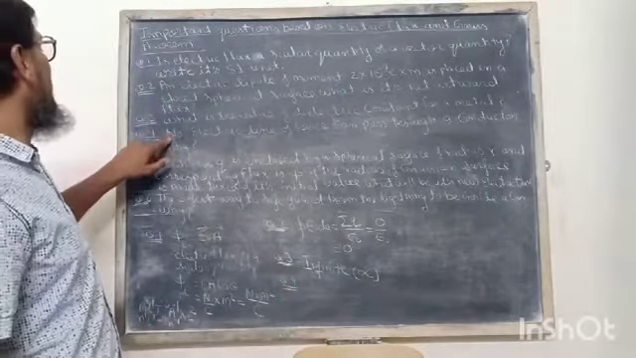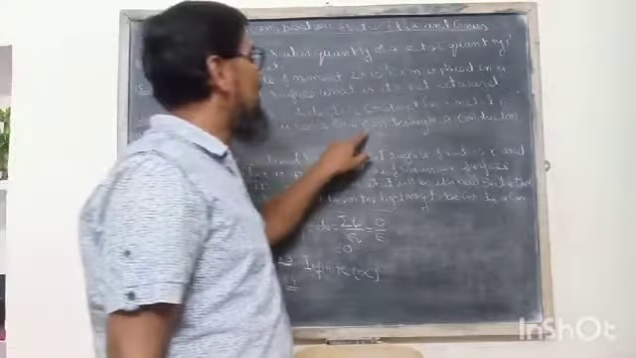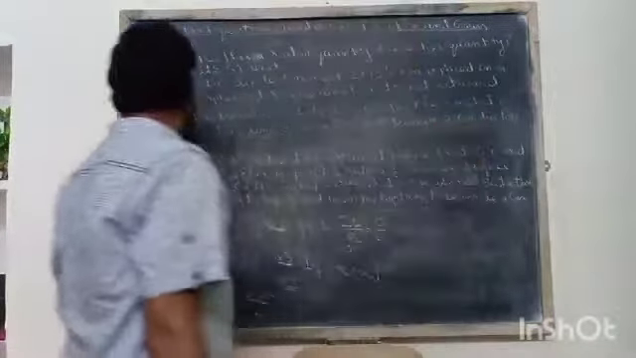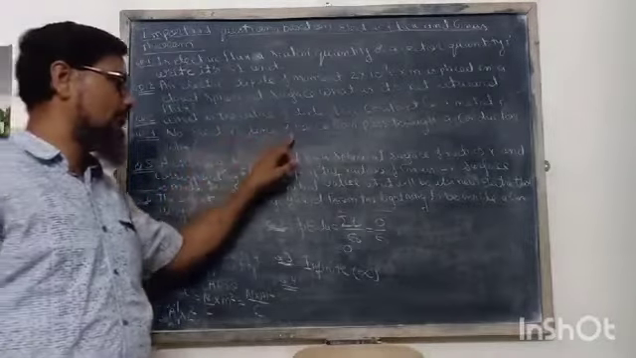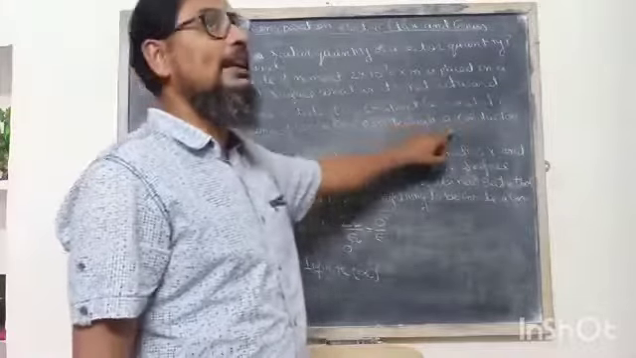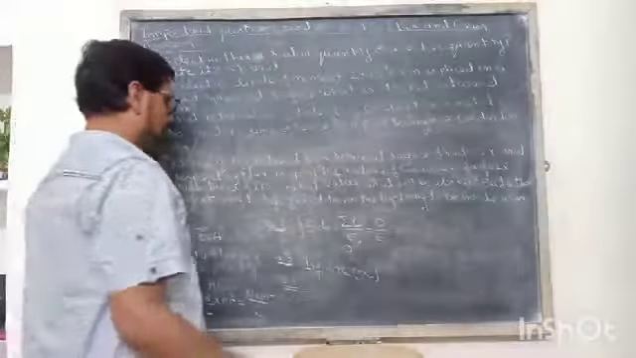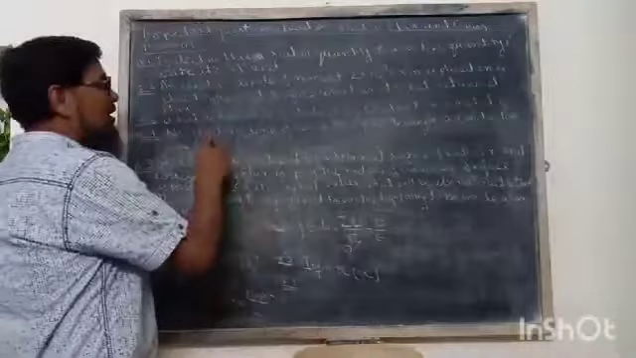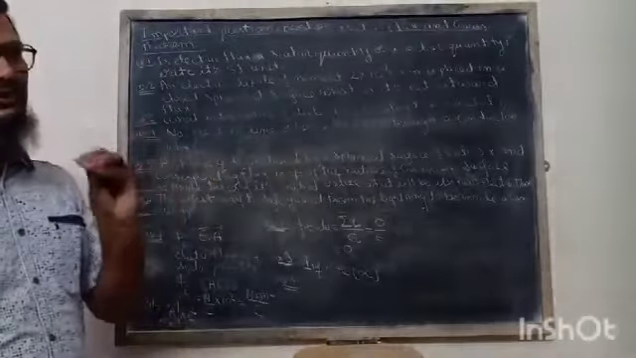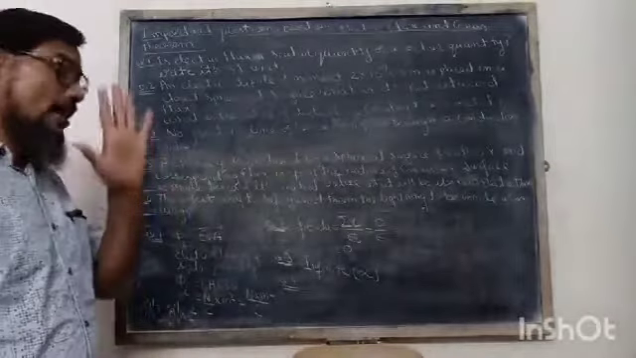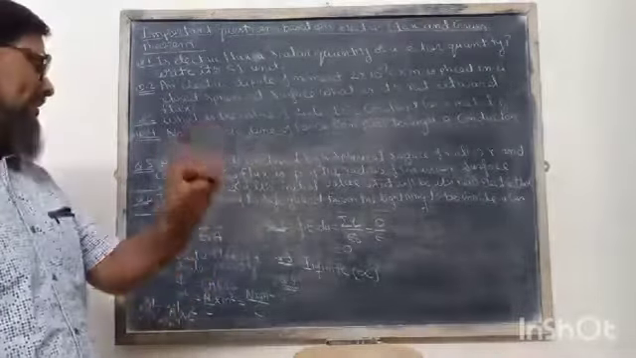Question number 4 is: no electric line of force can pass through a conductor. Why? The answer is because inside the conductor there is no electric field present, because there is no charge inside a conductor.